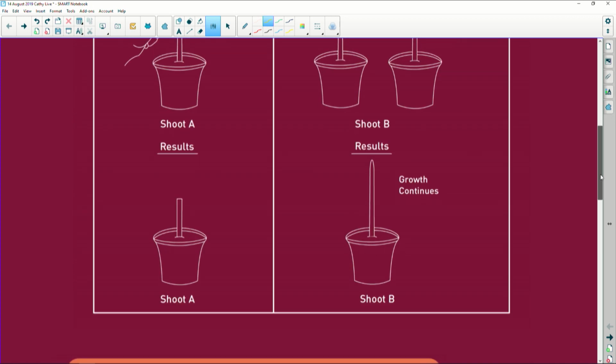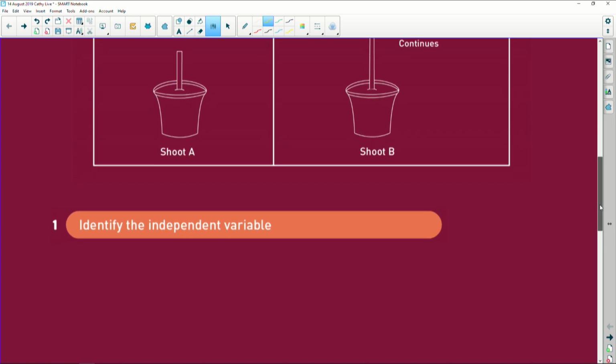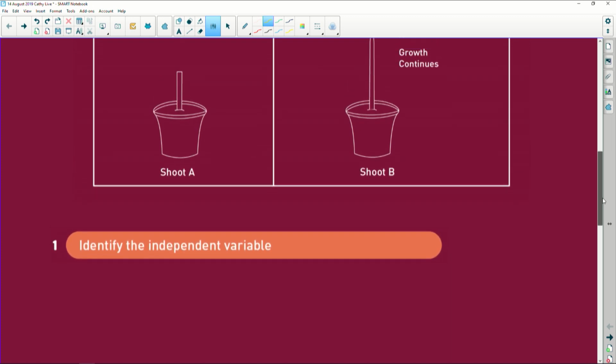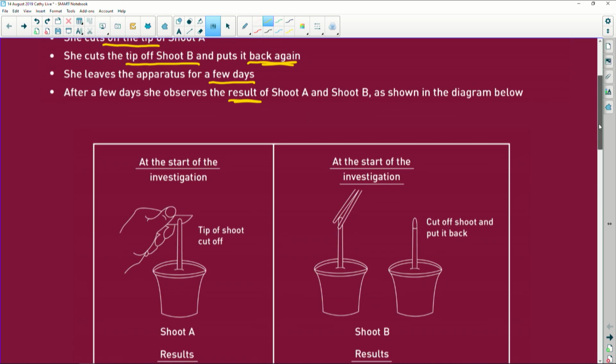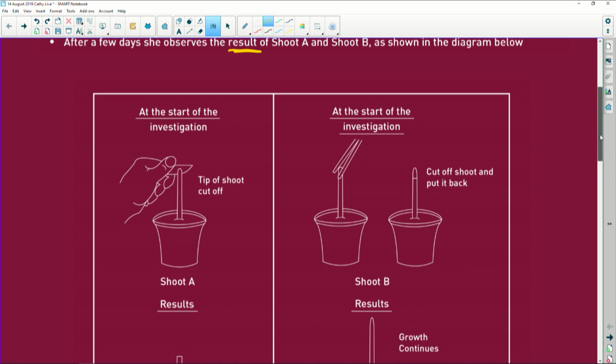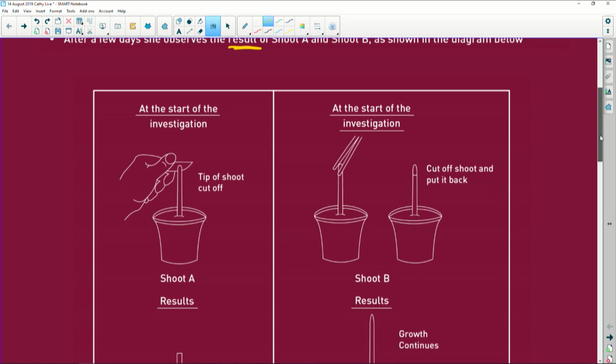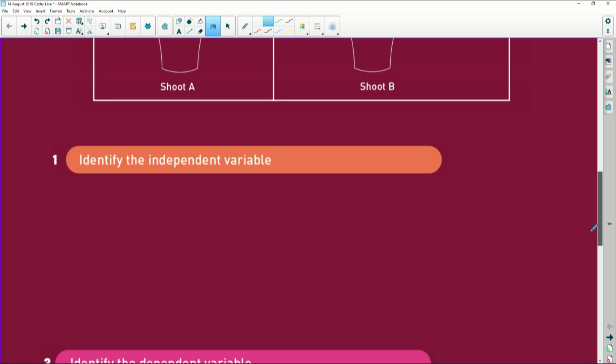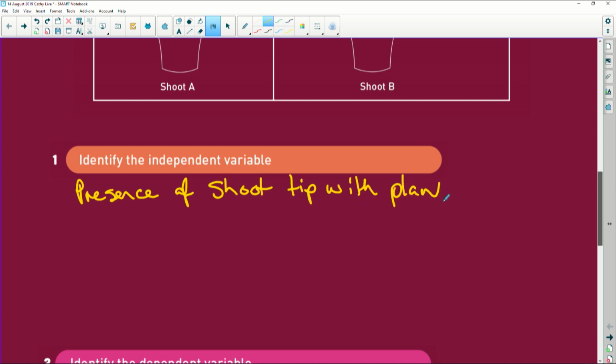All right, so let's have a look at our first question. Identify the independent variable. So looking at our experiment here, what would the independent variable be? Remember, it's what the investigator has decided. So it being what the investigator is deciding, what the investigator is going to sort out and choose and decide on, it would be the presence of the shoot tip with plant hormones.